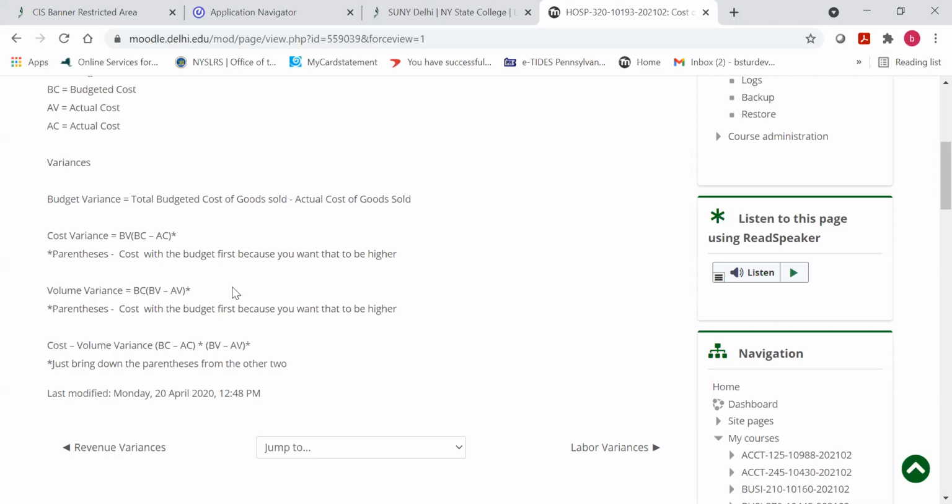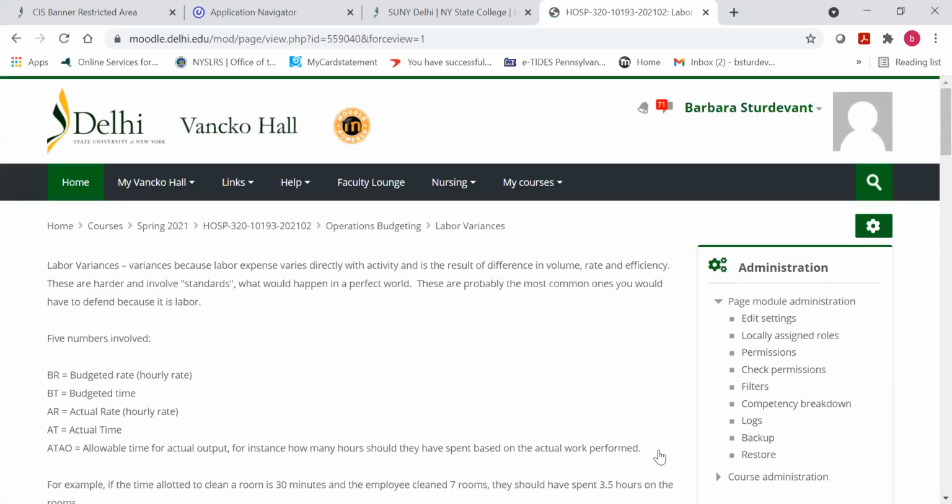Labor variances are probably the most important one. And of course, that makes them harder. So with labor variances, we're going to throw in a fifth number. So let's talk about this stuff first. So now we're dealing with labor. So we're dealing with wages, and we're dealing with hours, and we're dealing with hourly rates.